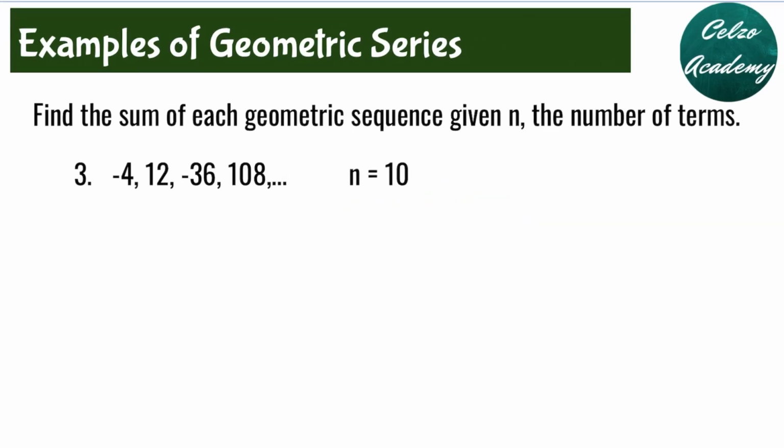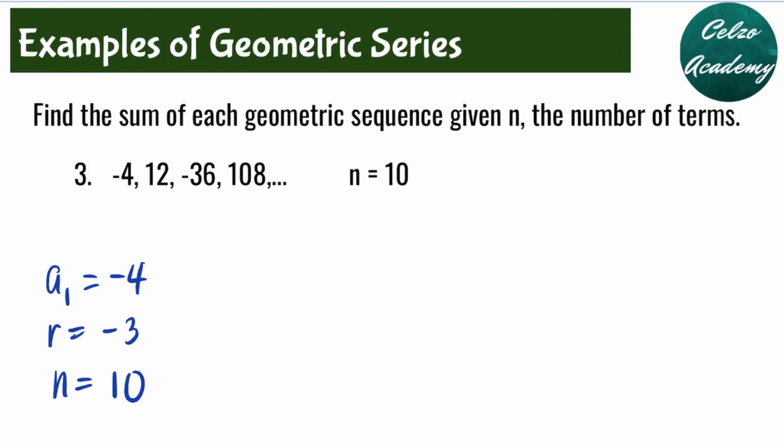Question number 3. Find the sum of the geometric sequence -4, 12, -36, 108, and so on when n is equal to 10. So the first step is to find the value of a sub 1, r, and the value of n. Our a sub 1 is -4, n is equal to 10. And what do you think is the r value? R value can be obtained by dividing 12 divided by -4, or -36 over 12, or 108 over -36. So r here is -3.